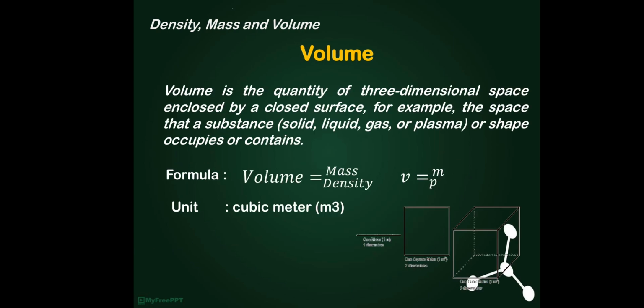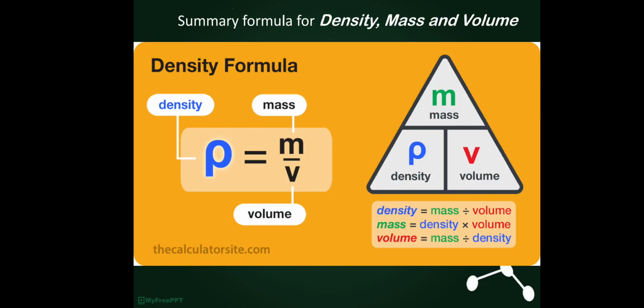As we all know, volume is the quantity of three-dimensional space enclosed by a closed surface, for example, the space that a substance like solid, liquid, gas, or plasma, or even a shape, occupies or contains. For the formula for volume, we have mass over density, and to simplify it more, V equals M over P. The unit for volume is cubic meter. Okay? Since we already know the different formulas for density, mass, and volume, let's now summarize the formulas.